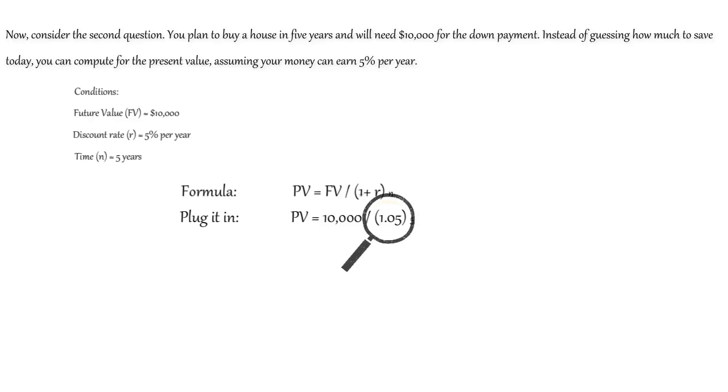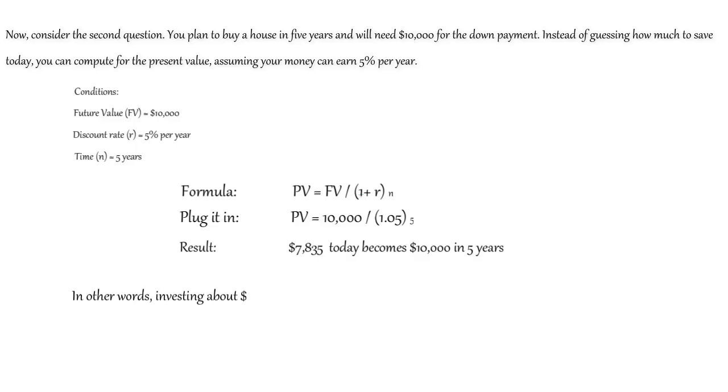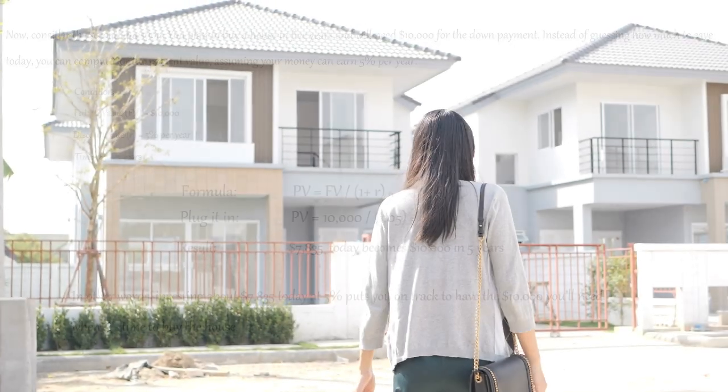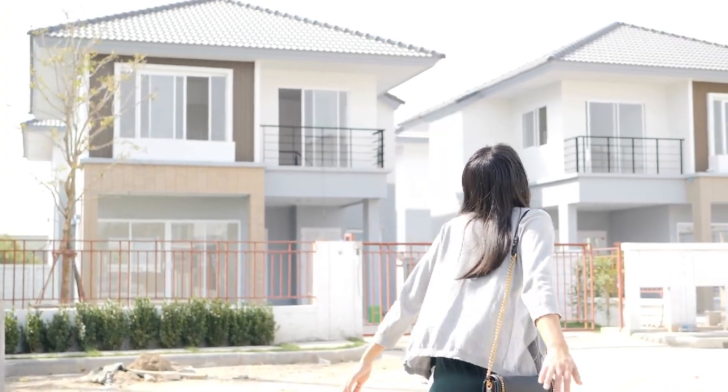Just like earlier, be careful with the interest rate. It's 0.05. It's not 5. The total would be $7,835 today becomes $10,000 in 5 years. And as to our situation, investing about $7,835 today at 5% puts you on track to have the $10,000 you'll need when it's time to buy the house.